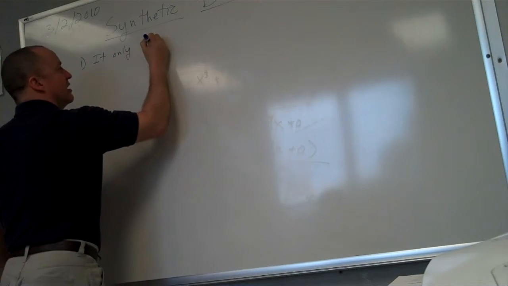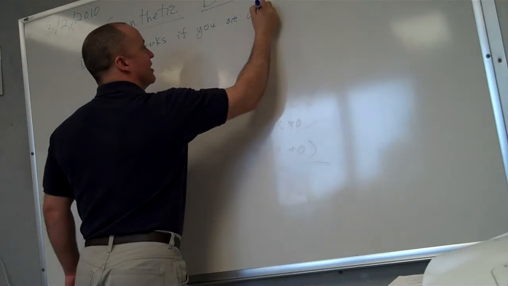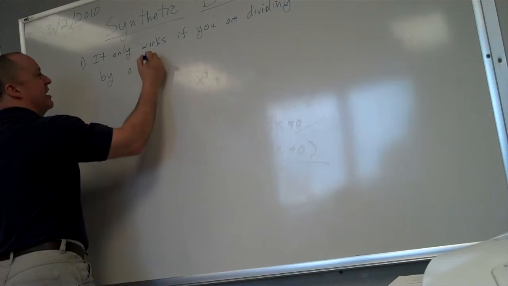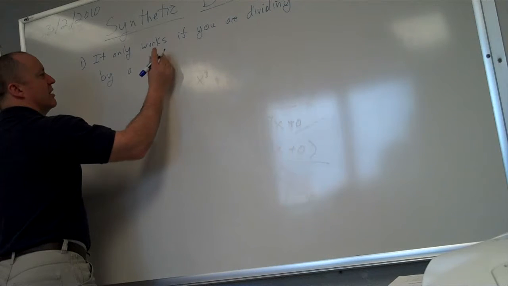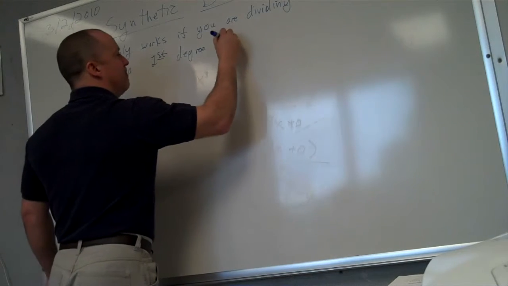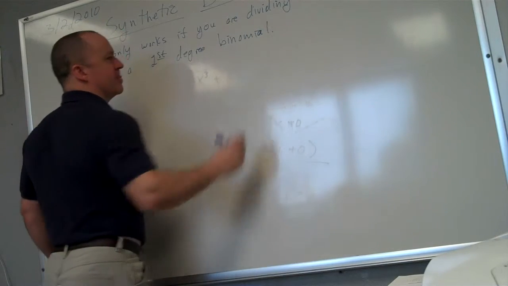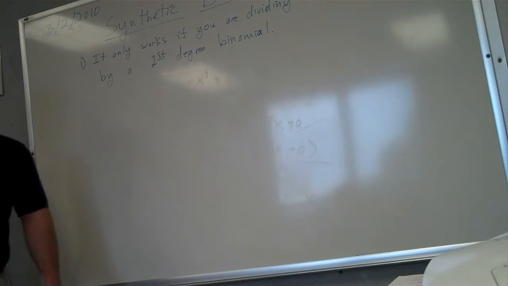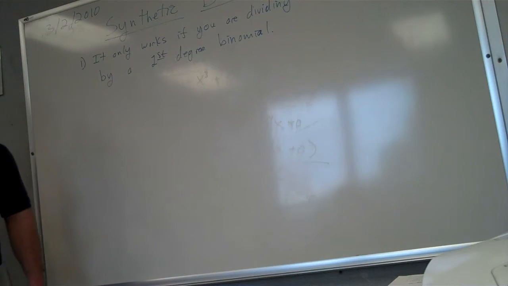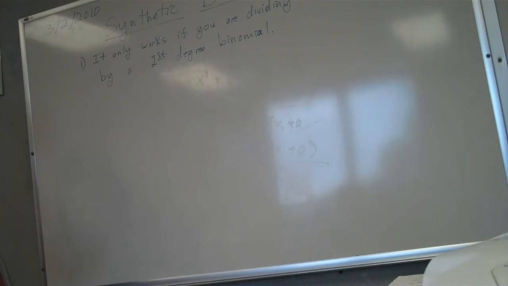it only works if you are dividing by a first degree binomial. What does first degree mean? Which is 1? Biggest exponent is 1, correct? And what does binomial mean? More than one term. Oh no, only 2 terms. Exactly 2 terms. Yasmin is on fire with this today. So it only works if it's a first degree binomial.